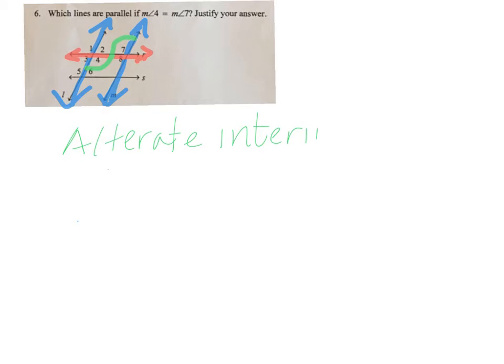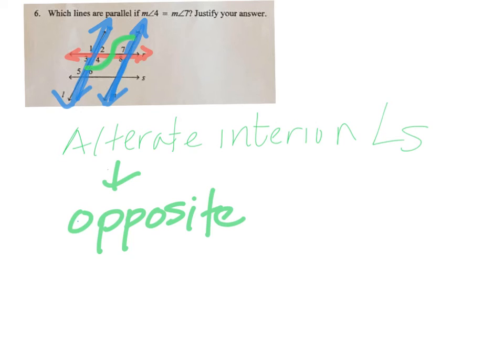How do we know they're alternate interior angles? They're alternate interior angles because they are on the inside of these parallel lines. Right? They're on the inside of the parallel lines, so that's the interior of the parallel lines. And they're on the opposite sides of the transversal, so that's what the word alternate means. Alternate means opposite, and interior means inside parallel lines. And that's the sign for parallel.